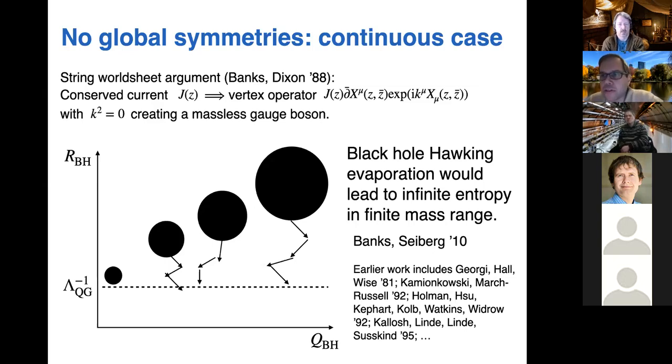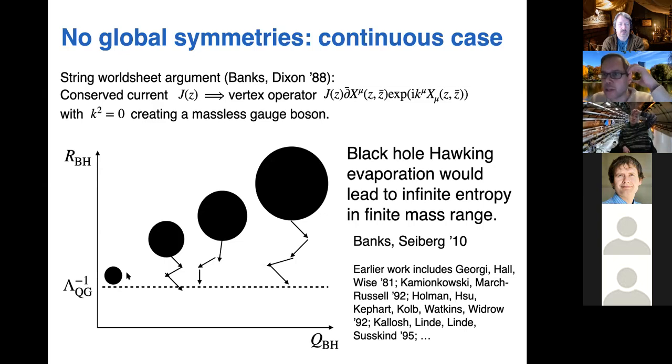And at some point their size is going to become of order the cutoff and you stop trusting Hawking. But for black holes of that size, you can imagine getting any charge that you like, arbitrarily big charges, if you just started with enough charge in a big enough black hole and let it evaporate. And the puzzle there is that it seems like you can now get infinitely many different states of infinitely many different charges that all have kind of the same size.